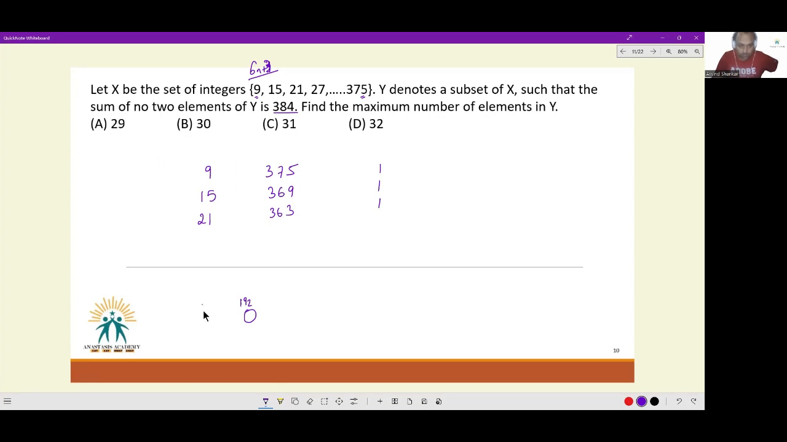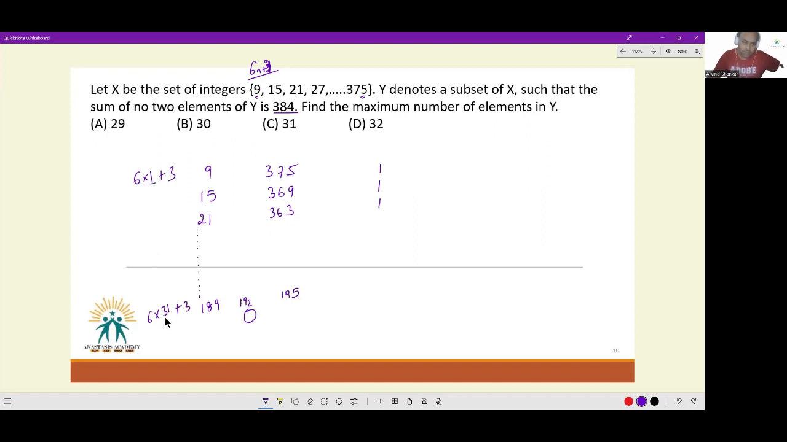This here will be 189. This here will be 195. The series will go all the way from 9 to 189. 9 is 6 into 1 plus 3, and 189 is 6 into 31 plus 3.